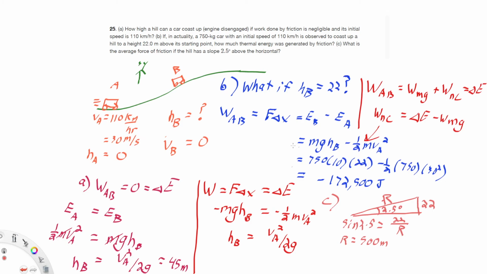So from our result in blue from part B, F delta, well, I guess delta R now, or F R equals negative 172,000. So the force must be the non-conservative work over that distance. So that's like 344 newtons of frictional force on average. Questions or comments?